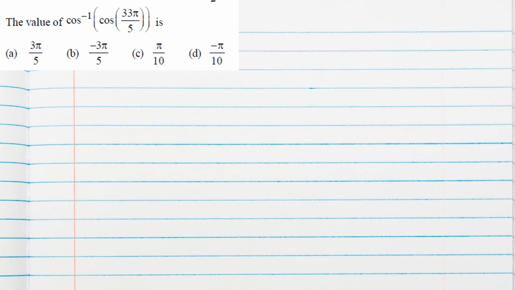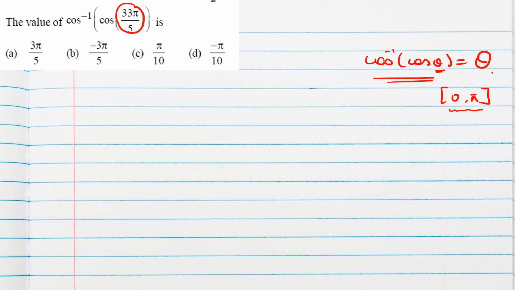Next question, the value of cos inverse cos 33 pi by 5. Now using the property cos inverse cos theta, we can get directly theta. But theta should be in that particular branch, meaning 0 to pi. Then only we can use this property. Now here if you see, 33 pi by 5 is not between 0 and 180, right? So in this case we can't use this formula directly. We need to split this angle.